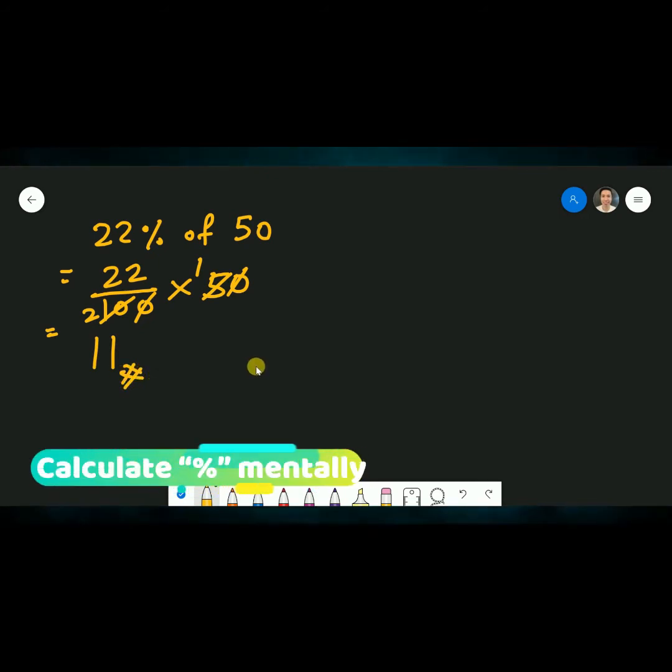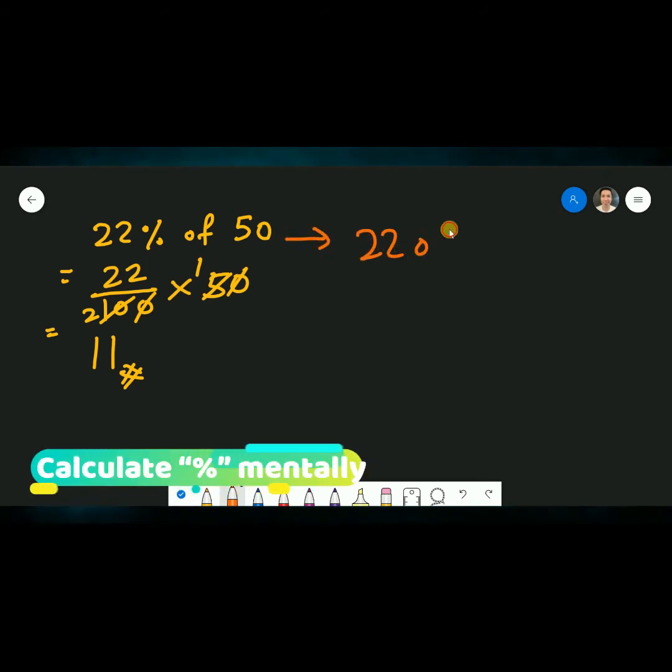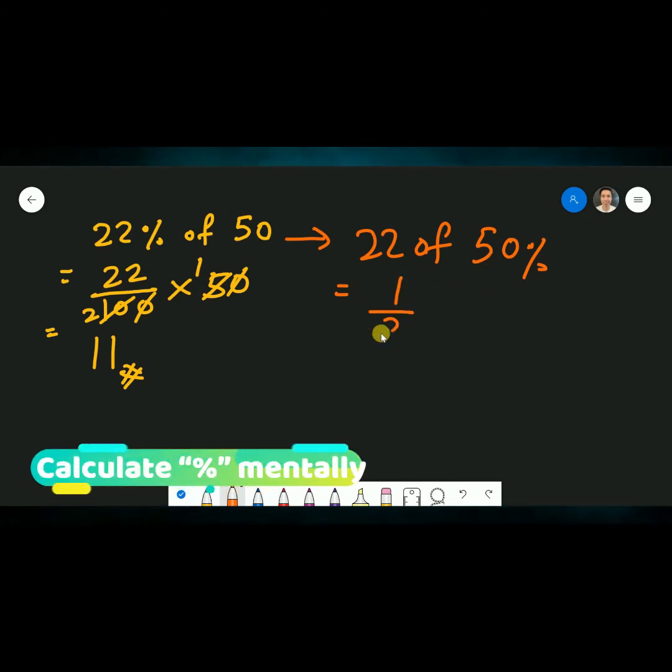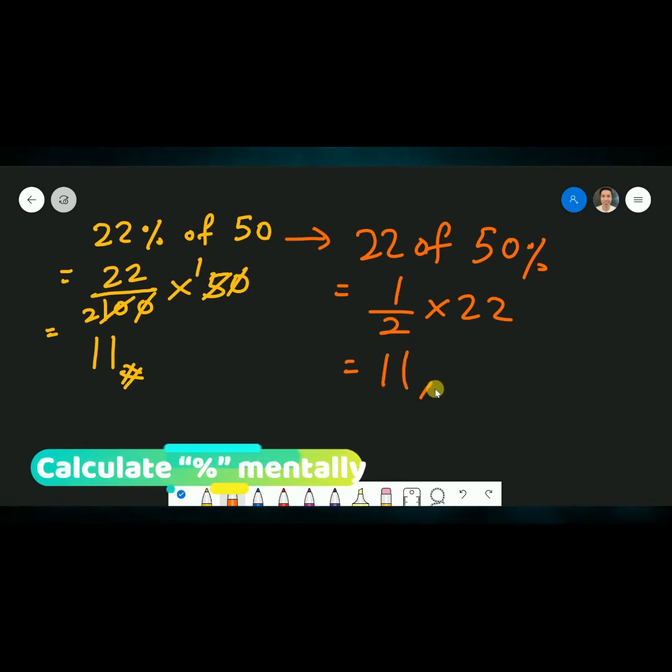But instead of multiplying this together, we can notice that if we switch this around, for example 22% of 50, we can switch it to become 22 of 50%. So we can try this way, see whether we can get the same answer, 11. We know that 50% is 1/2, right? So 1/2 of 22, eventually we'll get 11 as our final answer, right? It's pretty cool and interesting, isn't it?